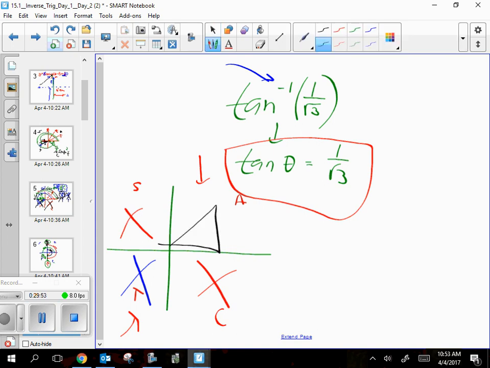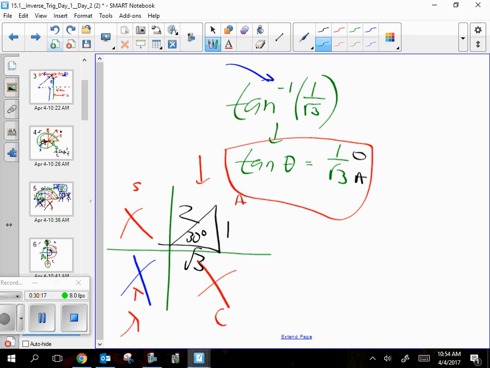And now it's just like every problem you've done before. Tangent is TOA. Opposite over adjacent. The opposite side is 1. The adjacent side is root 3. I know this one. 1, 2, root 3. Oh yeah, this is 30. And therefore my answer is 30, except I should say it more professionally in radians. Pi over 6. The answer is pi over 6.